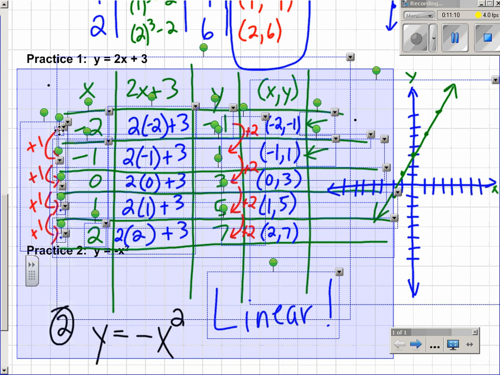So you have your equation of y equals negative x squared. Set up a table of solutions, just like we did in the previous 2 problems. For the values of x, you're going to use negative 2, negative 1, 0, 1, and 2. Find out the y's, find out the points, put them on the graph, tell us whether it's linear or not.